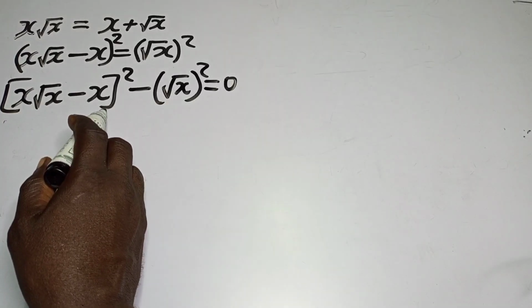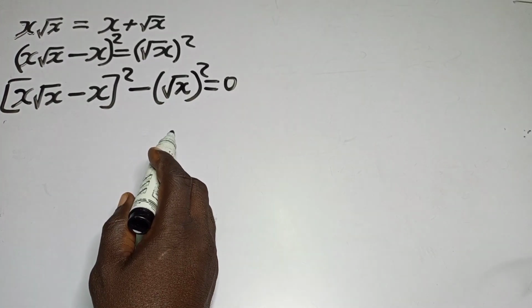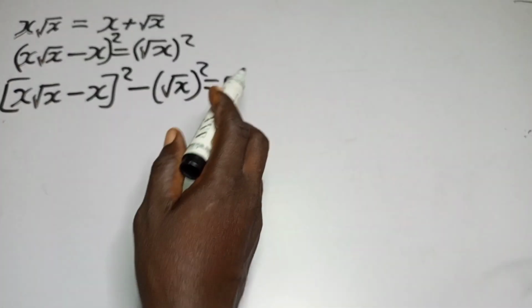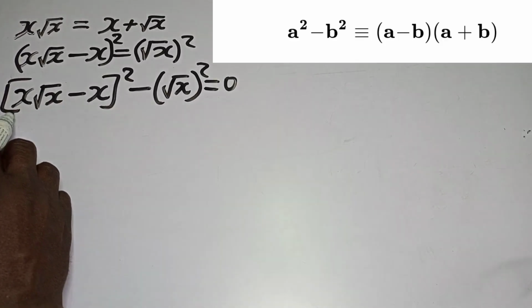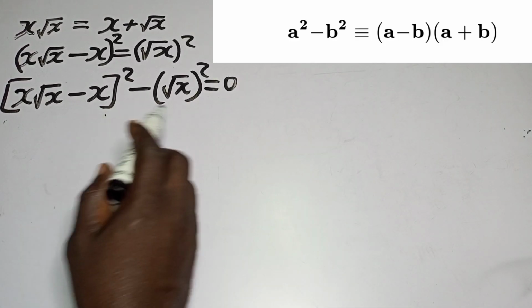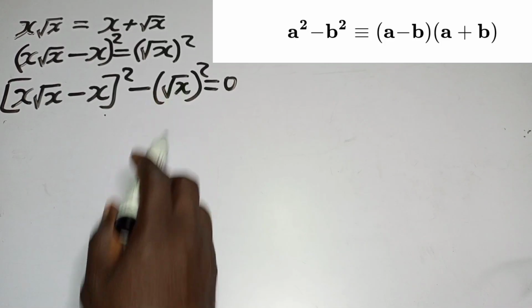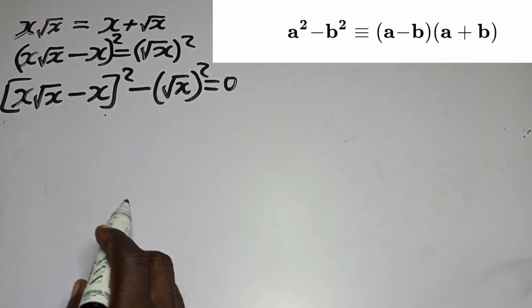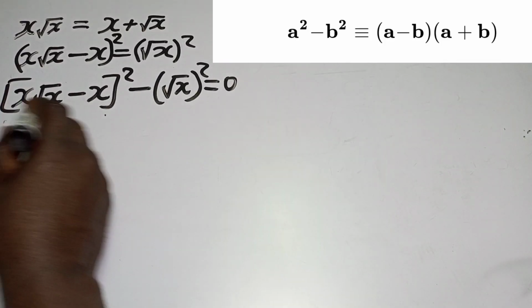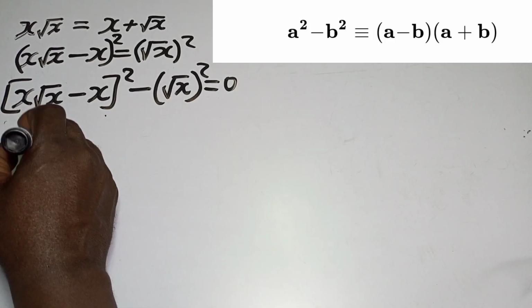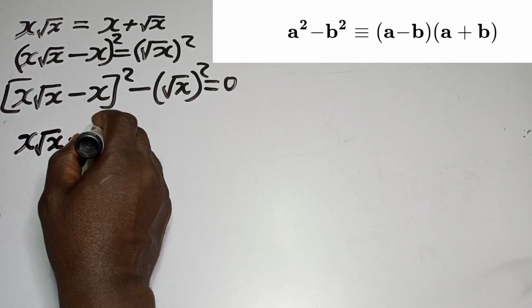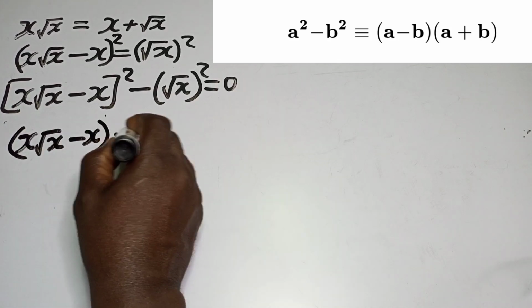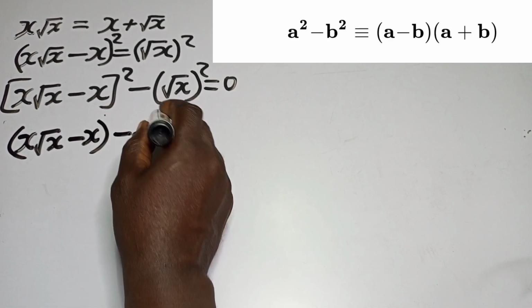This expression is a square. This other expression is a square. Now we apply the difference of squares identity. In that identity, all of this will stand for A. All of this root x will stand for B. So let's follow the identity strictly. If we follow the identity here, we're going to obtain x root x minus x minus root x.